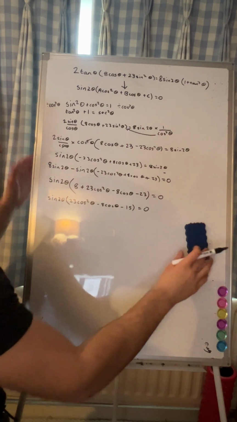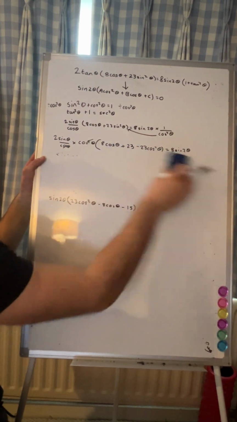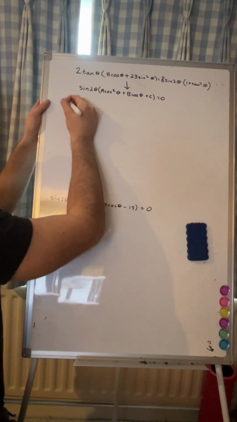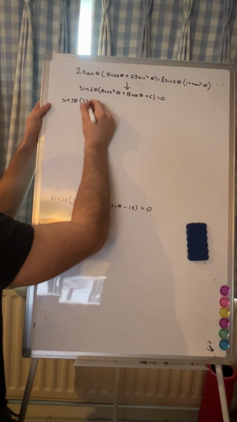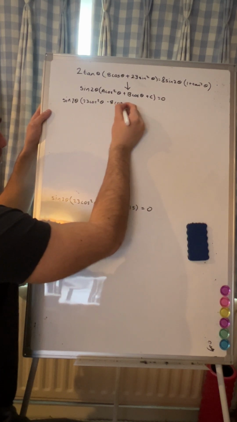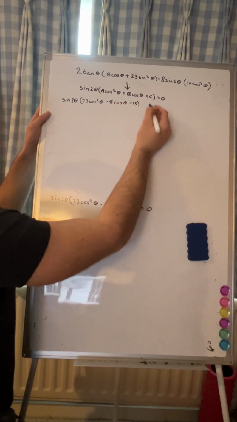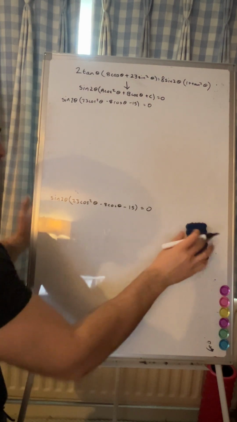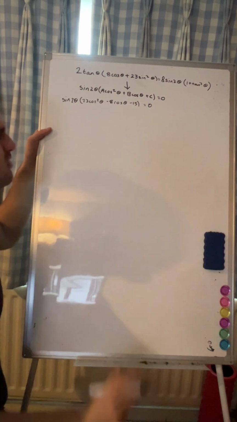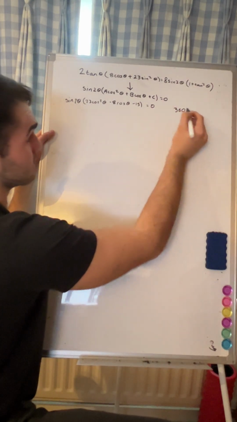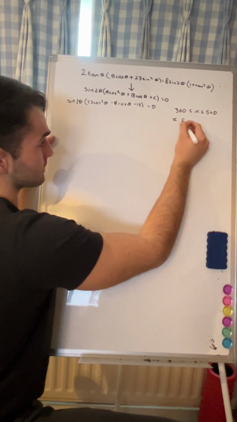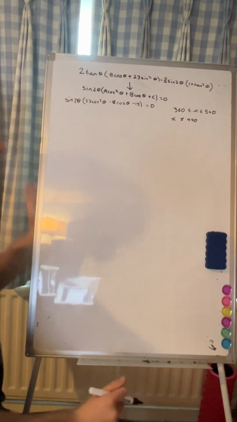Now, there's another part of the question. So that was part A. That's like 3 marks or something. So if we rewrite this up here, we have sine 2 theta, 23 cos squared theta minus 8 cos theta minus 15 equals 0. So the question is, we want to find the results of this between, and they used x for some reason, but between 360 and 540, and also x can't equal 450. Let me get a calculator quick.